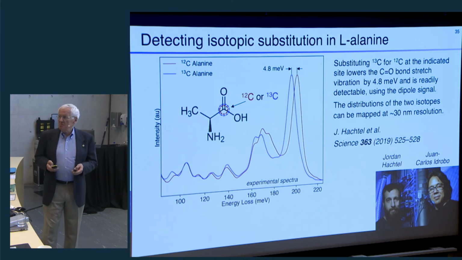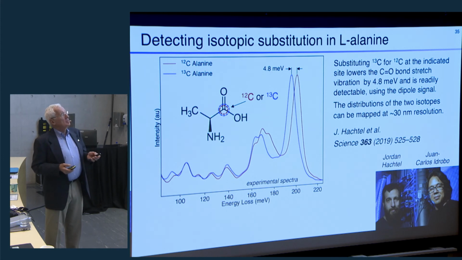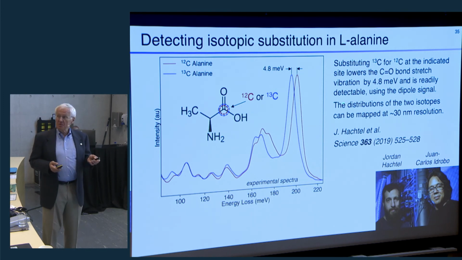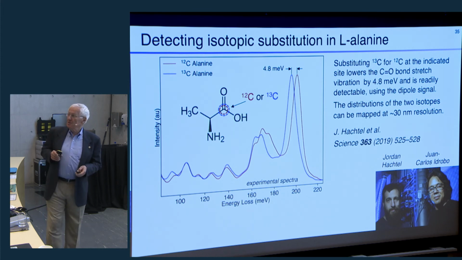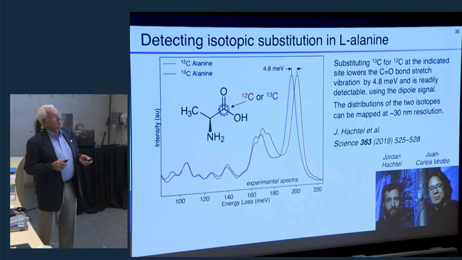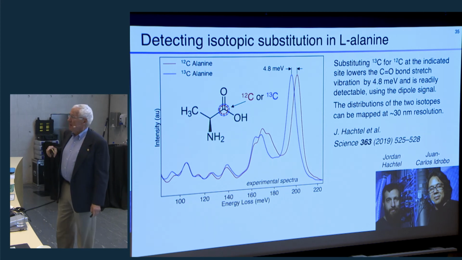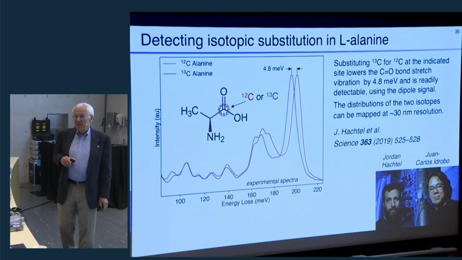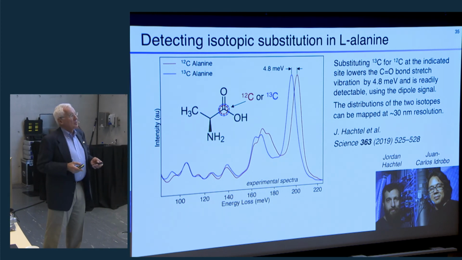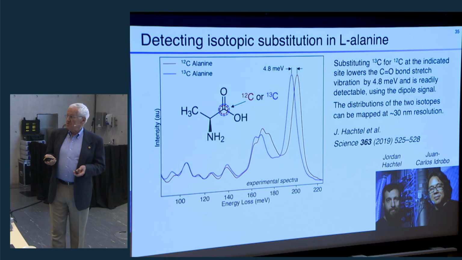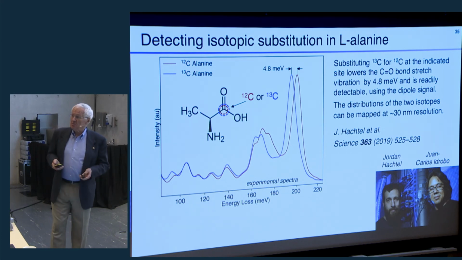So you can use this kind of capability for doing things like distinguishing between an L-alanine molecule where you have a 12 carbon atom in this place as opposed to 13 carbon. These are experimental spectra, not even smoothing. So we've developed nice ways of producing spectra that look like they came from theory. This is 100% experimental. There's a shift in that carbon-oxygen vibration by 4.8 milli-electron volts. And you can use it for mapping where the carbon-13 form of L-alanine sat relative to carbon-12. The spatial resolution is about 100 nanometers, but that's way better than what standard infrared spectroscopy could do for you.